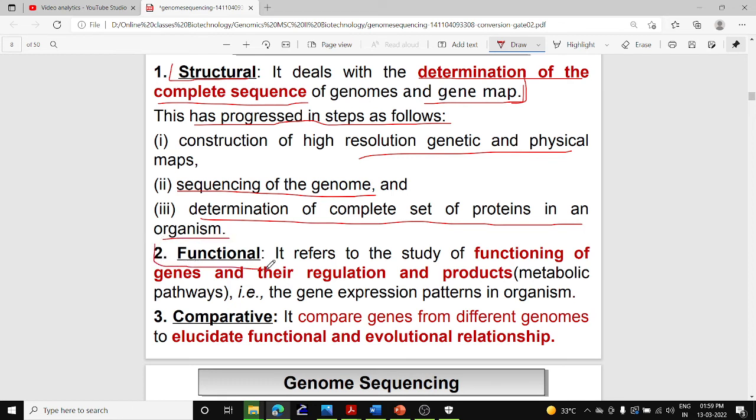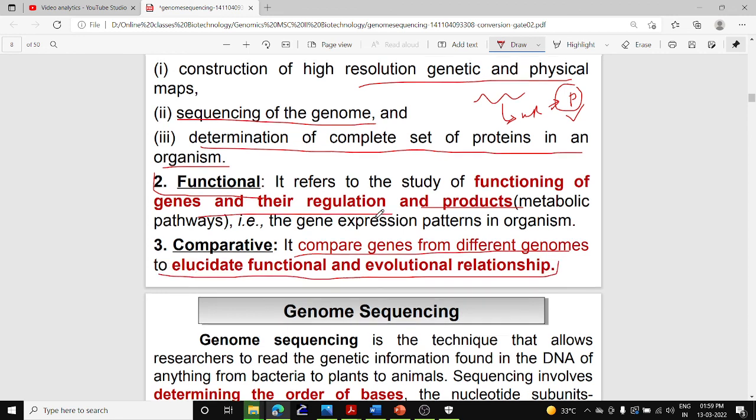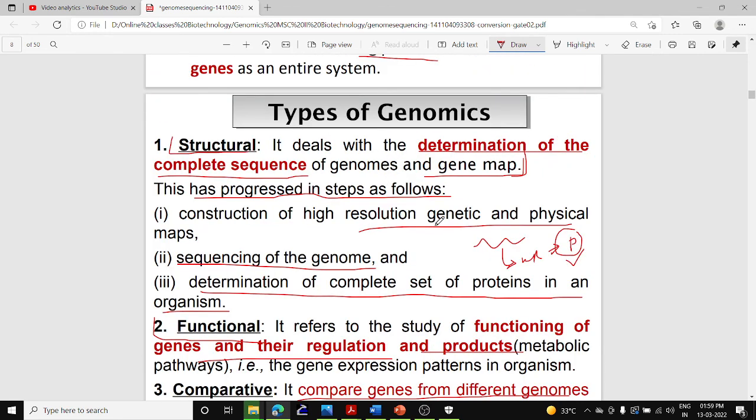The next one is functional genomics. It refers to the study of the functioning of genes, their regulation and their products. What different genes are there? What mRNA is it producing? And after that, what kind of protein does it express by translation? That we study in functional genomics. The other one is comparative genomics. It compares genes from different genomes to elucidate functional and evolutionary relationships. So those are the different types of genomics.